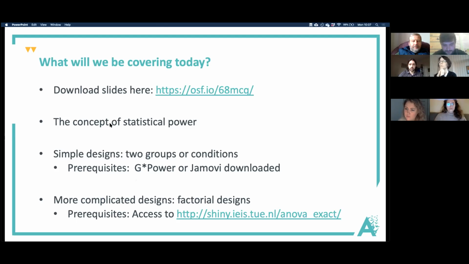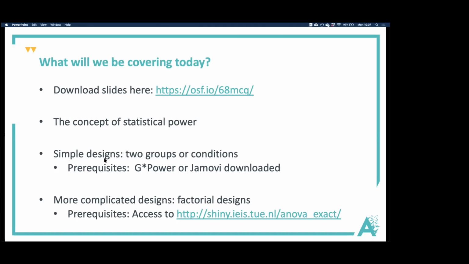So I'm mainly going to focus on the concept of statistical power on a relatively simple design. So we've got two groups, two conditions, rather than slightly more complicated designs like factorial experiments. Mainly I'm going to be focusing on power for experimental or quasi-experimental design, just separating people into groups or conditions.